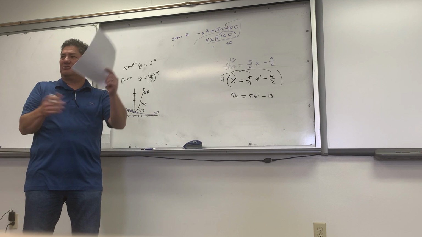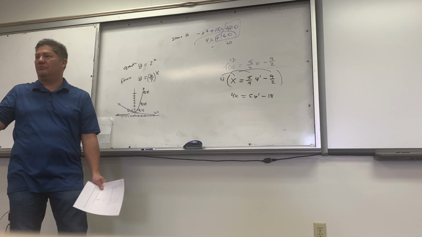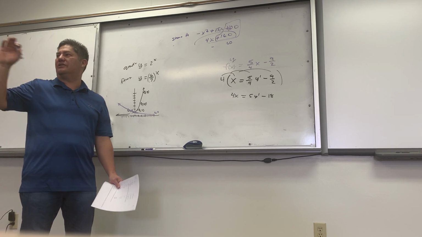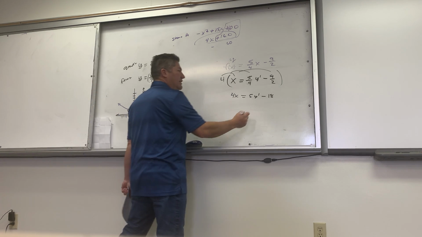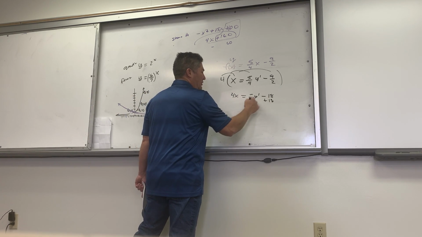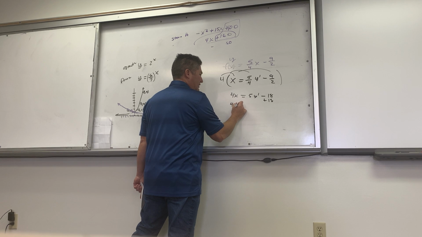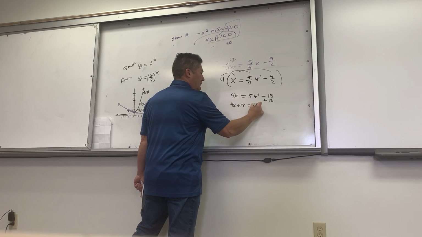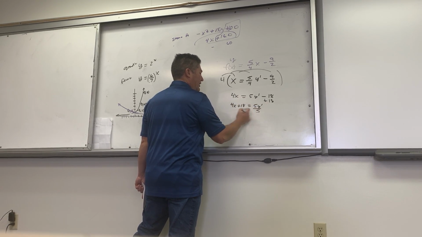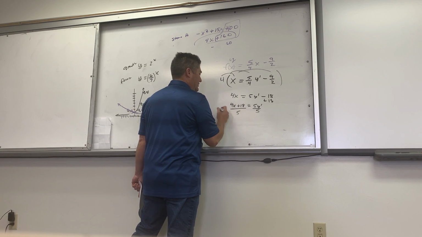You could do all the subtracting of fractions and do fractions all the way through, but then you'll have to find common denominators and it gets yucky. So I'm going to add 18. I'm just getting the y inverse by itself. 4x plus 18 equals 5y inverse. Divide by what? 5. That's my answer.